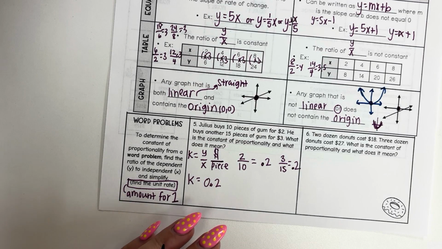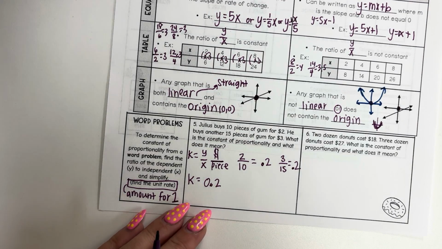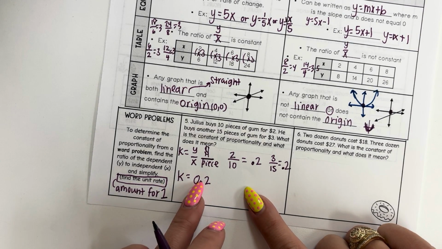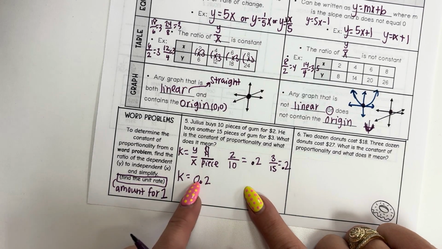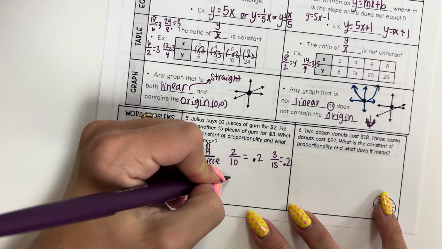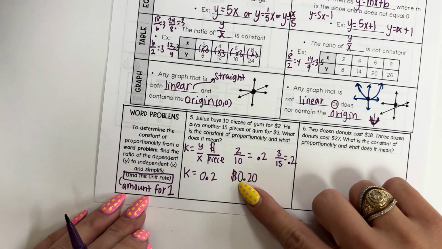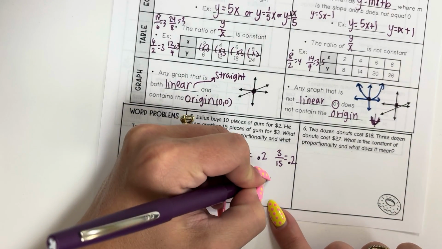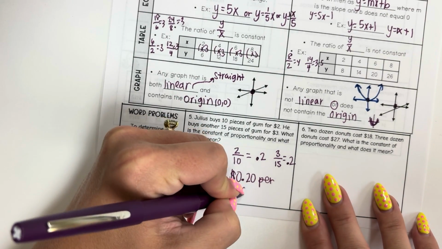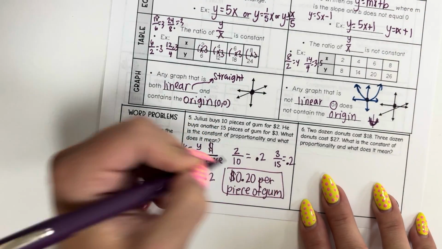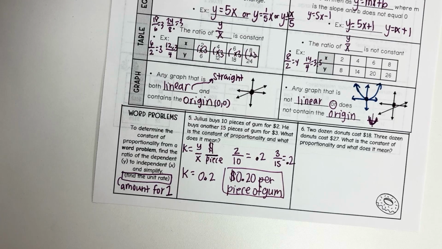Like I said, we just found the amount for 1. So we could rewrite this because this is the cost for 1 piece of gum. So this we could write in money format as 20 cents. So it is 20 cents per piece of gum. That's what it means when it's asking for the constant of proportionality, just the cost for 1.